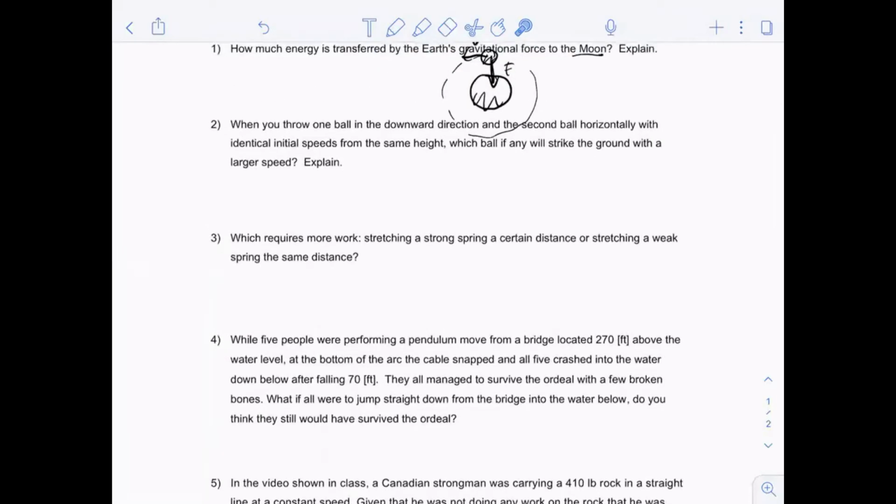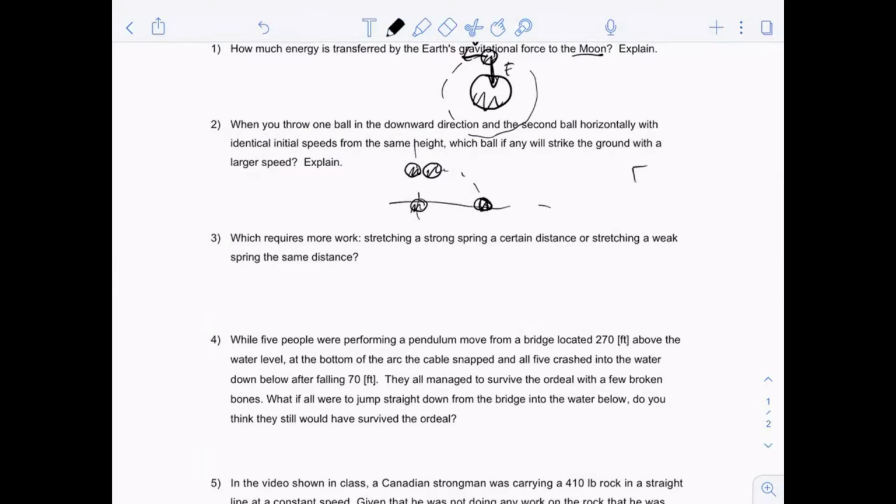precise in your explanations. Another one is, a lot of you guys got this one right, except the explanations are a little bit weak. So you throw a ball in the downward direction, a second ball in the forward direction, right? Which ball is going to strike the ground while moving faster? Which one is going to have a larger final speed? Short answer is both of them will have the same speed. And then the explanations got kind of murky for you guys.